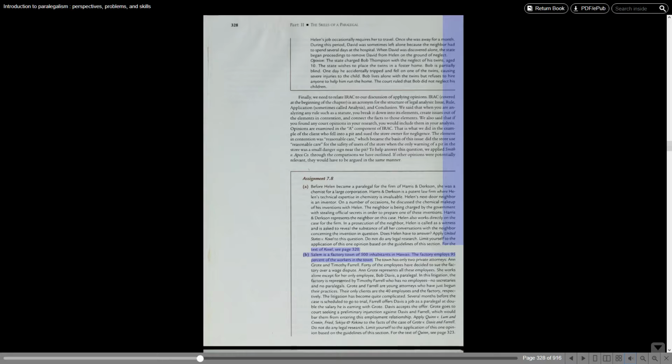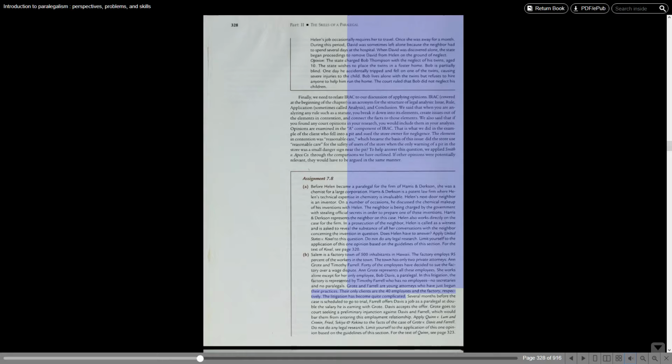Salem is a factory town of 500 inhabitants in Hawaii. The factory employs 95% of the workers in the town. The town has only 2 private attorneys, Ann Grote and Timothy Farrell. 40 of the employees have decided to sue the factory over a wage dispute. Ann Grote represents all these employees. She works alone except for her only employee, Bob Davis, a paralegal. In this litigation, the factory is represented by Timothy Farrell, who has no employees, no secretaries and no paralegals. Grote and Farrell are young attorneys, who have just begun their practices. Their only clients are the 40 employees, and the factory, respectively.